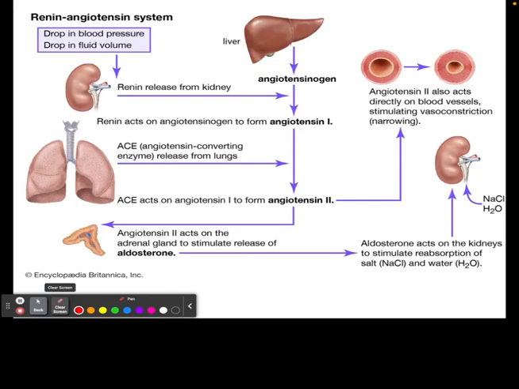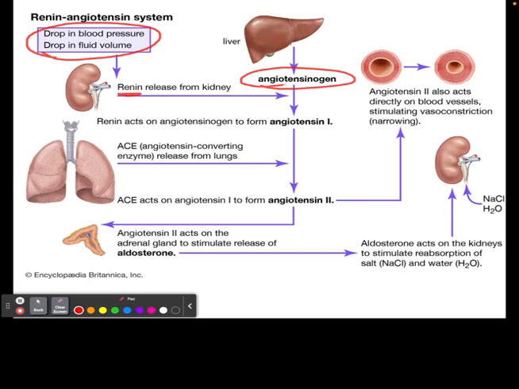I like this image. It's very straightforward and to the point. So we see this. We have a drop in blood pressure, drop in fluid volume. Those typically go hand in hand. So when that happens, renin, the hormone, is being released from the kidney, just like we mentioned. So what does renin do? It is going to interact with a second hormone. And that second hormone is angiotensin, which is created by the liver.